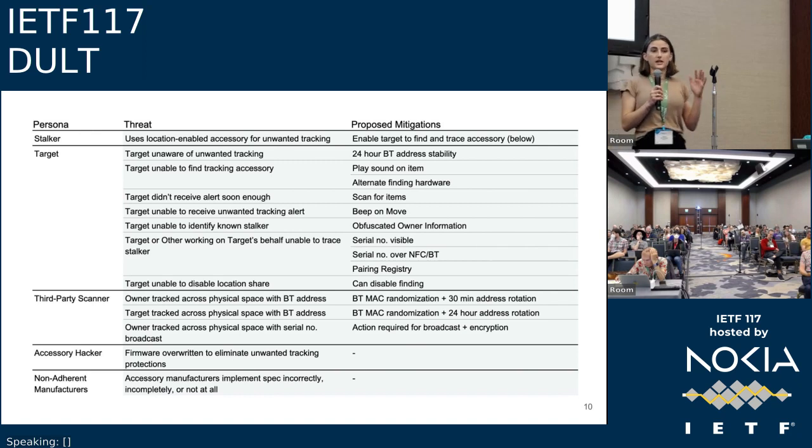But I want to take a second to walk through a lot of specific scenarios that could happen that would make it hard for the victim to discover that they're being tracked. And then I'll also mention the proposed mitigations from the internet draft that would address each of those threats.